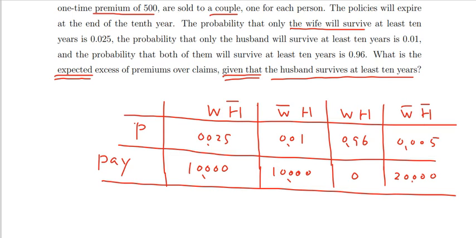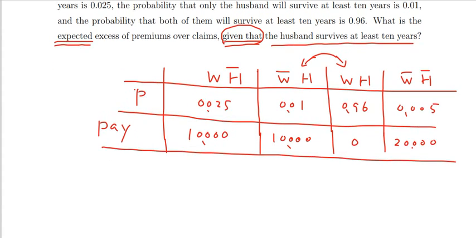So the question is, given all these cases, we just need to check those cases where the husband survives at least 10 years. So we just check these 2 cases, right? This one and this one. So we just check the conditional. We just check those 2 cases.